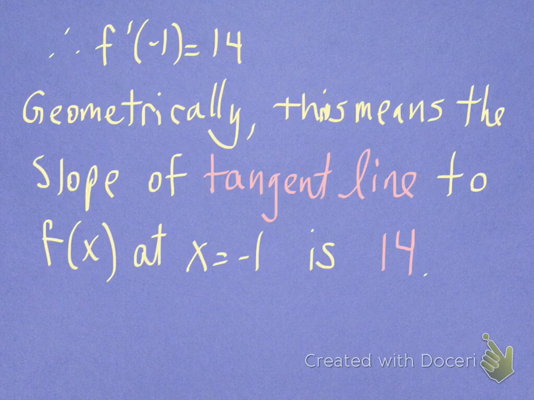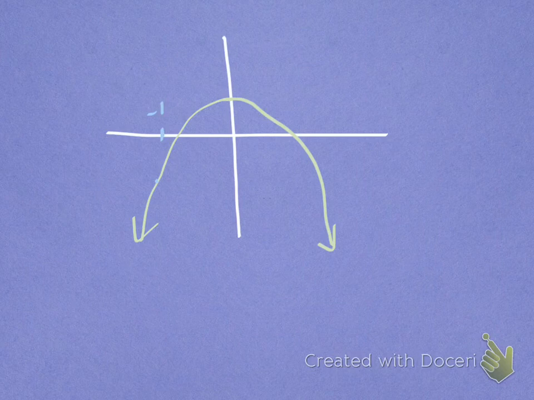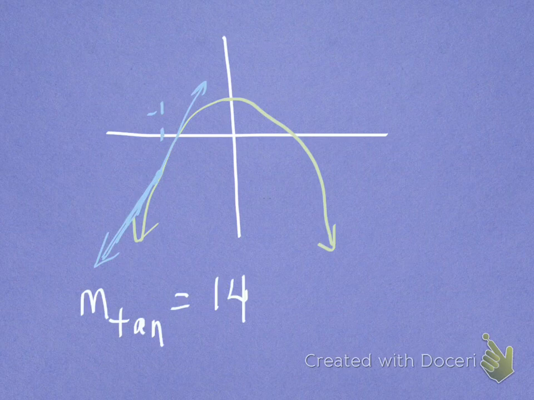And geometrically, what does this mean? This means that the slope of the tangent line to f(x) at x equals negative 1 is 14. So remember, the derivative at a point means the slope of the tangent line at that point. So if we want to look at this graphically, just to give ourselves a check to see if our answer was reasonable, my function is a parabola facing down, and at negative 1, my tangent line looks awfully steep. So I can believe that the derivative there might be 14, so the slope of that line is 14.